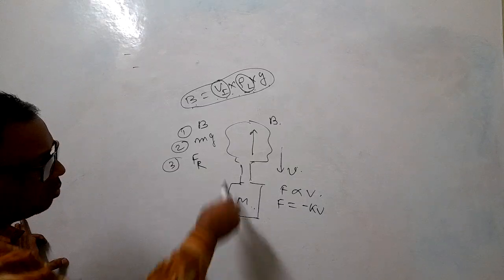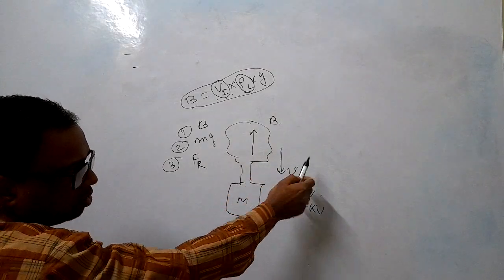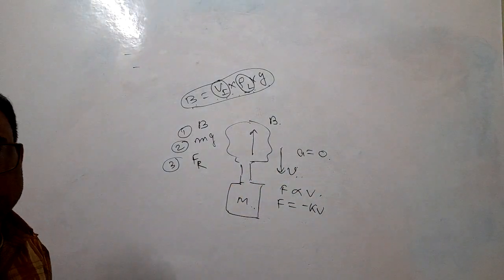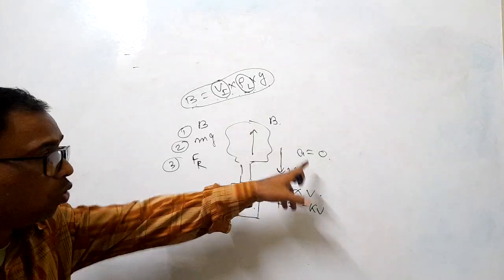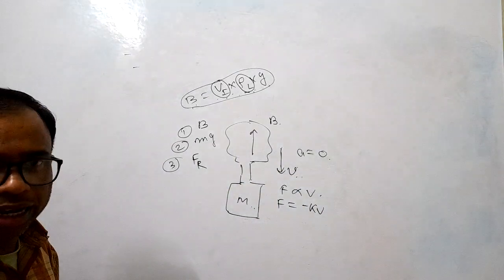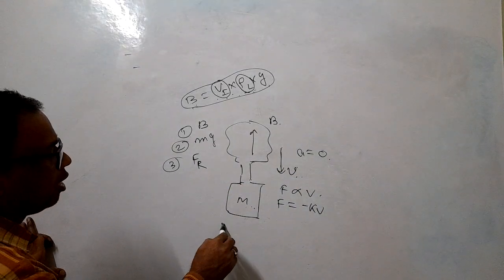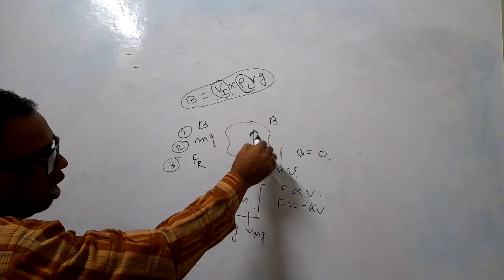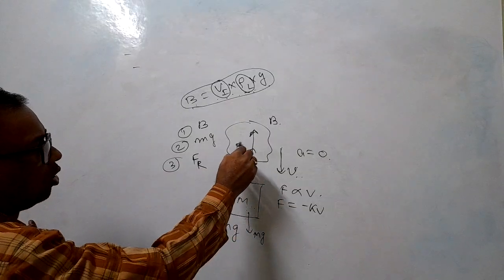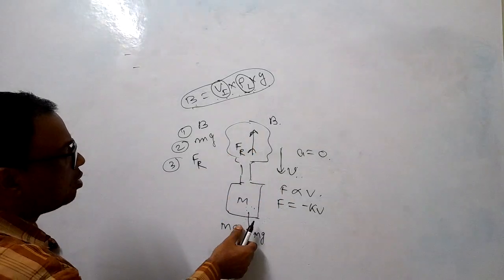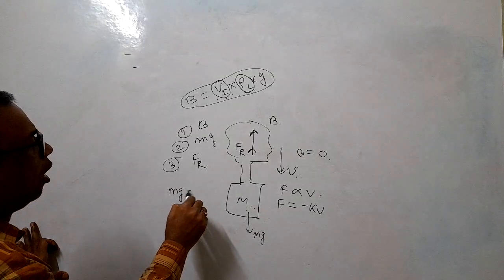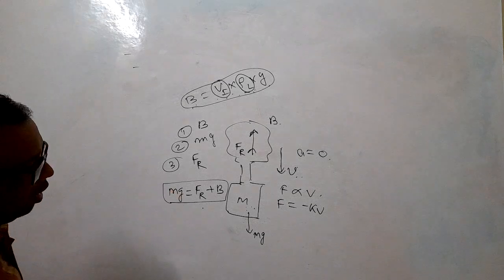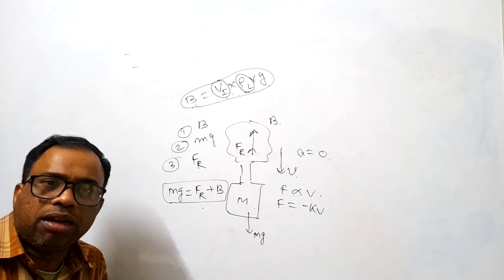And mg, and suppose the system moves with constant velocity v, so acceleration is 0. So again the system is in equilibrium. From Newton's second law, if there is no acceleration, there is no net force. That means it is in vertical equilibrium. So we can write mg downward, buoyancy upward, resistance force also upward. So mg equals resistance force plus buoyancy. That is what we get. Okay, the balloon is moving downwards.